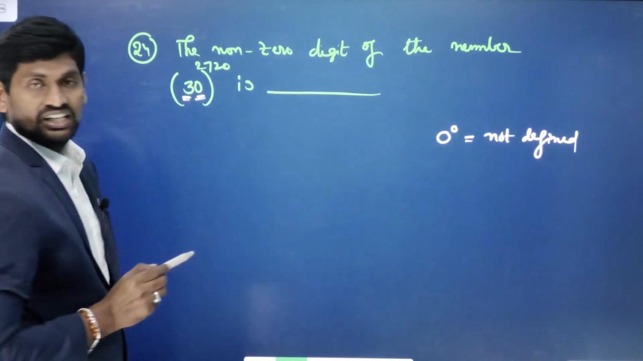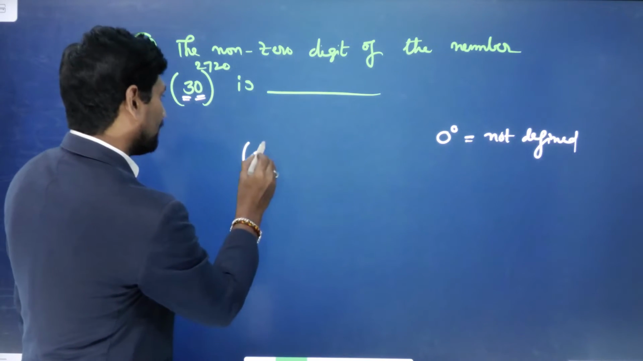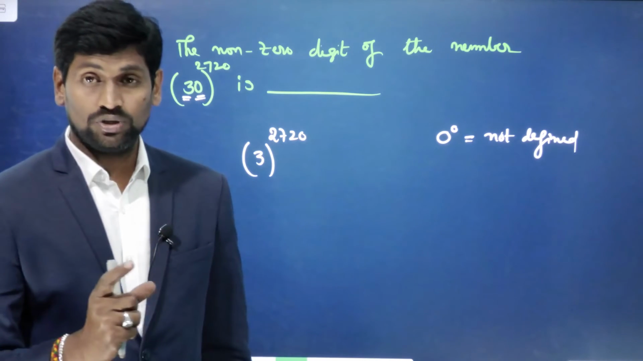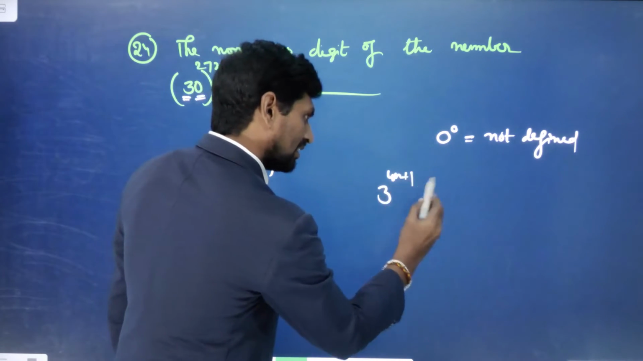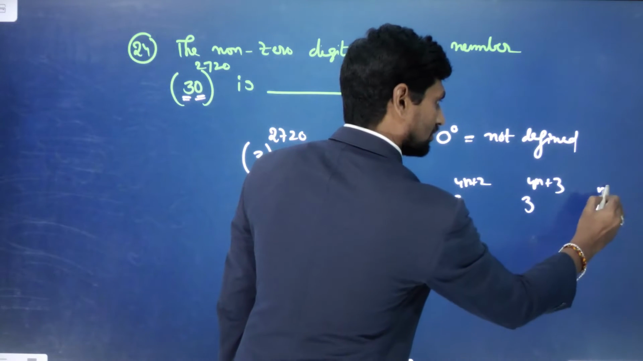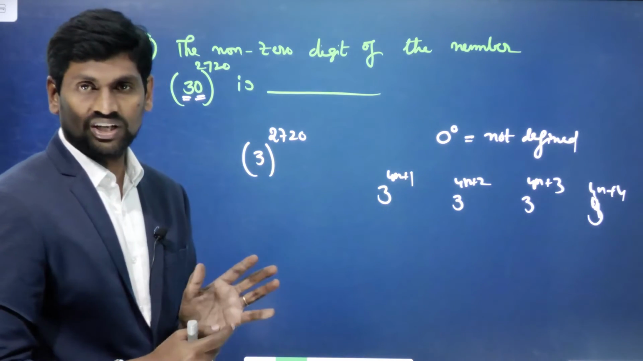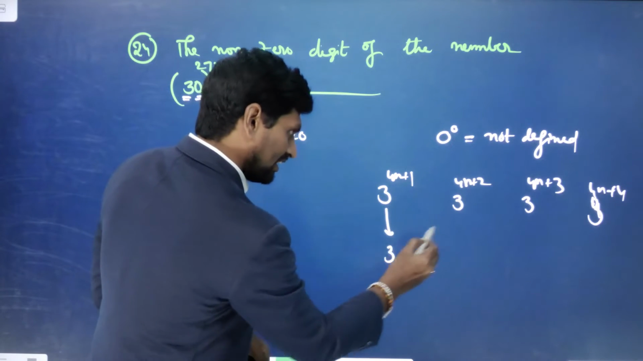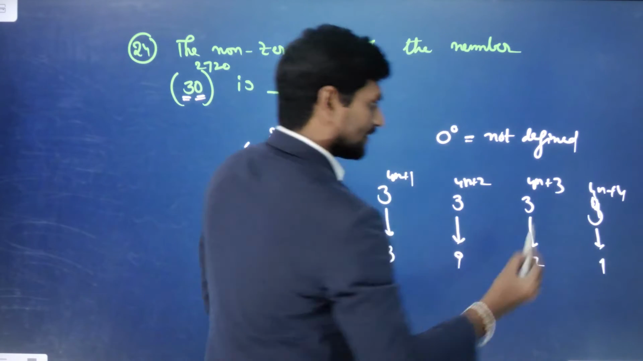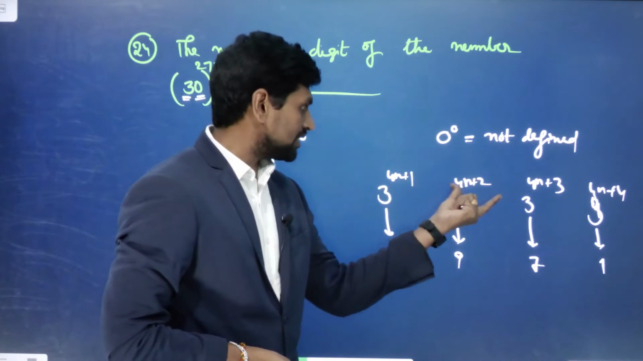Now, except 0, what is another digit here? Another digit presenting here is 3. Now, let us find 3 power 2720. But before that, we have learned the concept of the 3 rule, right? 3 power 4n plus 1, 3 power 4n plus 2, ends with the digit 4n plus 3, 4n plus 4. Am I right? Because 3 is repeating for every sequence of completion of 4 terms. So 3 power 1 ends with the digit 3, this one 9, this one 7, and this one is 1. Am I right? But 2720 is in the form of 4n plus 1, 4n plus 2, 4n plus 3, or 4n plus 4.